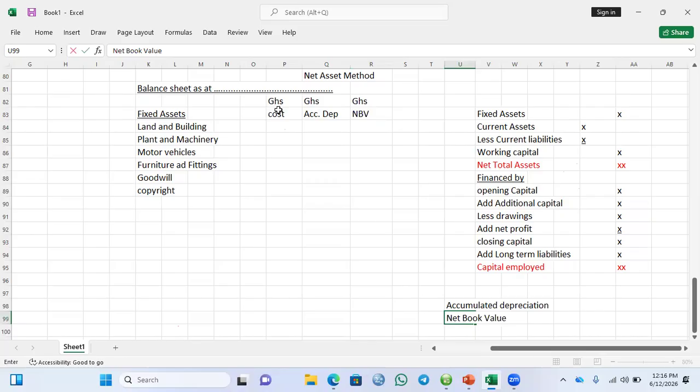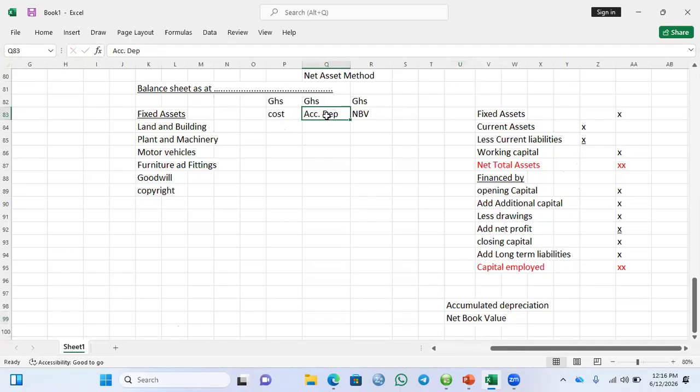Okay, so we all know the cost, right? The cost of an asset is actually all the costs we incurred to get the asset ready for use. It's normally given in the question. Now, accumulated depreciation, what is this?